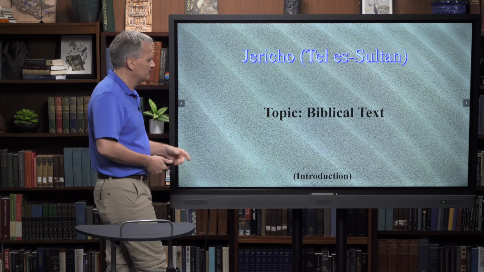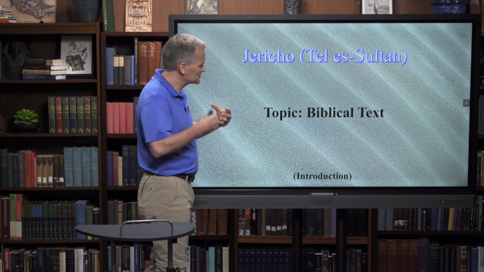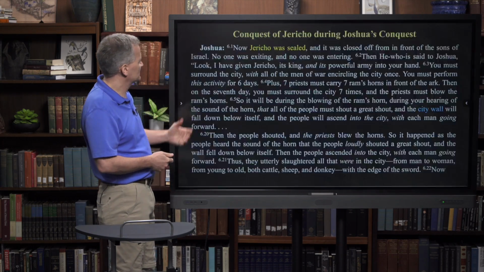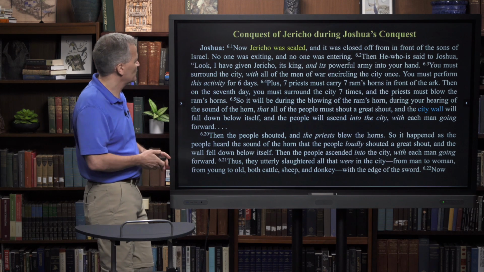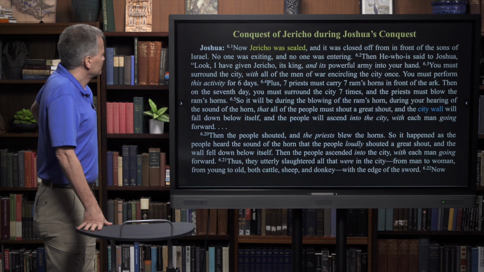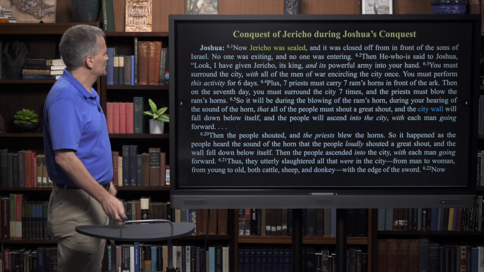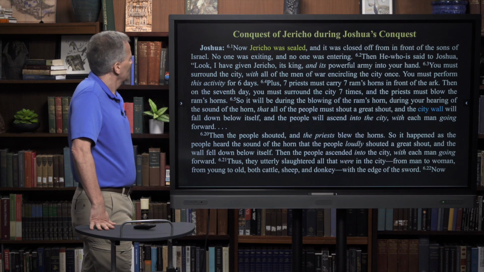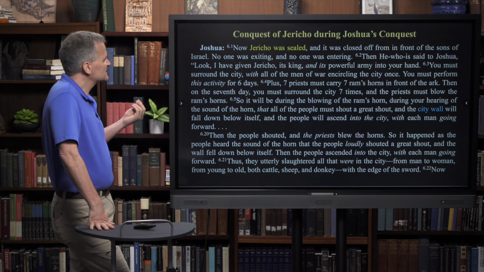So, what does the biblical text say? Now let's start looking at some of the details that surround all of this. So we're going to jump into the book of Joshua and see what it has to say. Here's what it says. And this is my translation. You can read along, or you can look at your own translation. But definitely, being that I teach all levels of Hebrew, I prefer to follow my own translation as being more accurate. Now, Jericho was sealed.